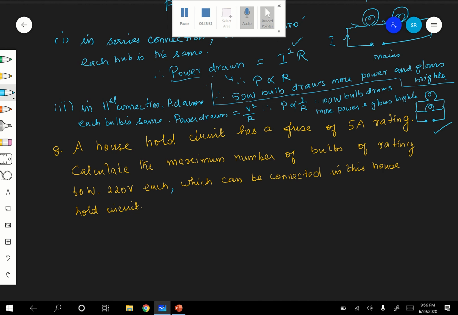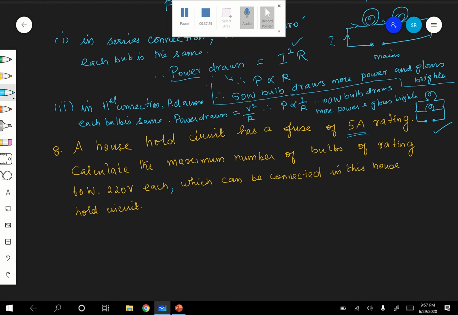Household circuit, right? Fuse is there. And what is the rating of the fuse? 5 amps. What do you mean by that? It can withstand only 5 amps. If the current goes beyond 5 amps, immediately the fuse will melt. It is very important. The fuse is a very important application of the heating effect of current. Therefore, it melts. Now, the household circuit has a fuse of 5 amps.